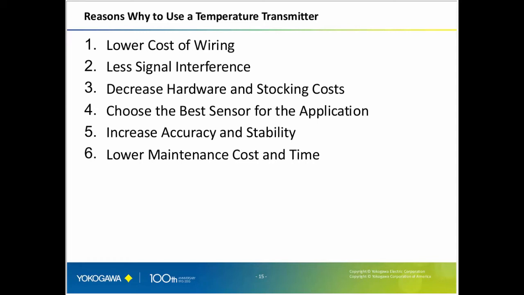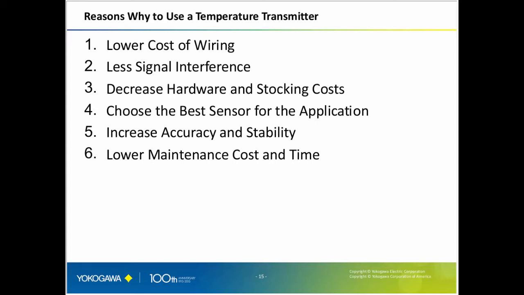Number 5, increased accuracy and stability. Temperature transmitters usually have better accuracy. PLC and DCS systems usually use the entire temperature range. Transmitters can be scaled to a specific span, so you can span that analog signal to whatever the application is going to see. So you'll get better accuracy that way. And if you want even more accuracy, some smart temperature transmitters can precisely match the curve of a specific sensor.